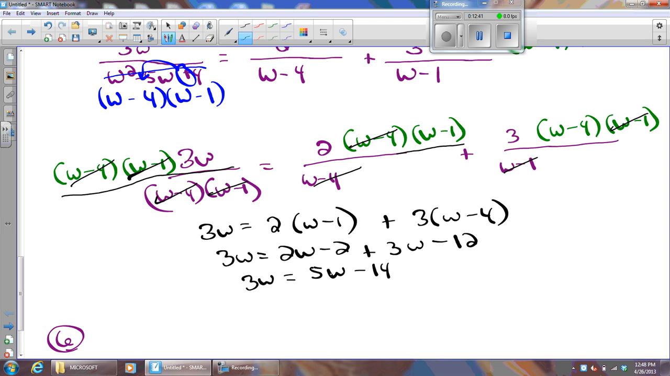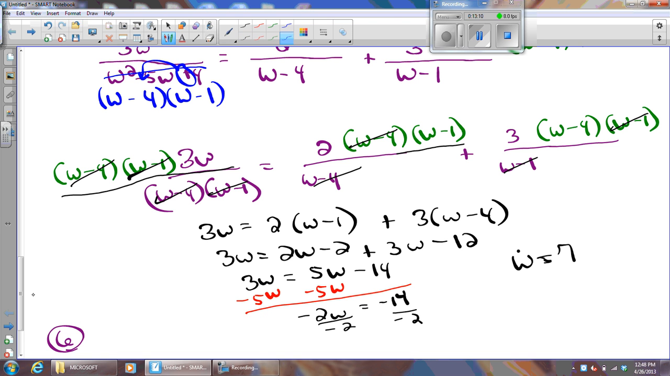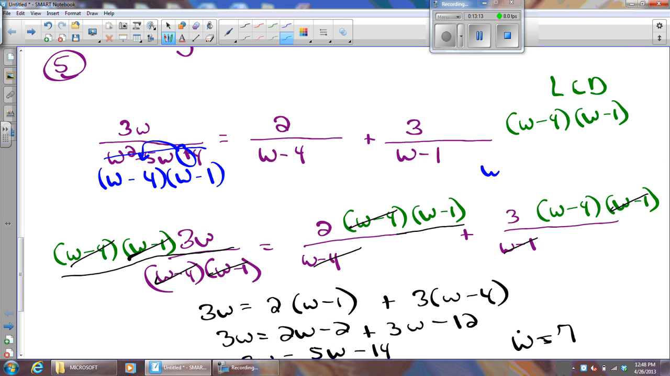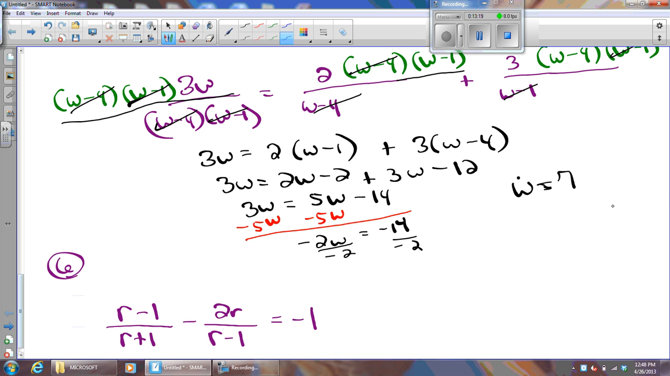I don't like having all my w's on both sides, so I will get rid of the 5w's, giving me negative 2w equals negative 14, and then I will divide by negative 2, and w will equal 7. Okay, now I have to go back and look for my restrictions, make sure this doesn't violate any of the restrictions, and it looks like my restrictions are w cannot equal 1 or 4. And so since w is 7, I know that my answer is valid. If I had gotten a 1 or a 4, I would throw it away.